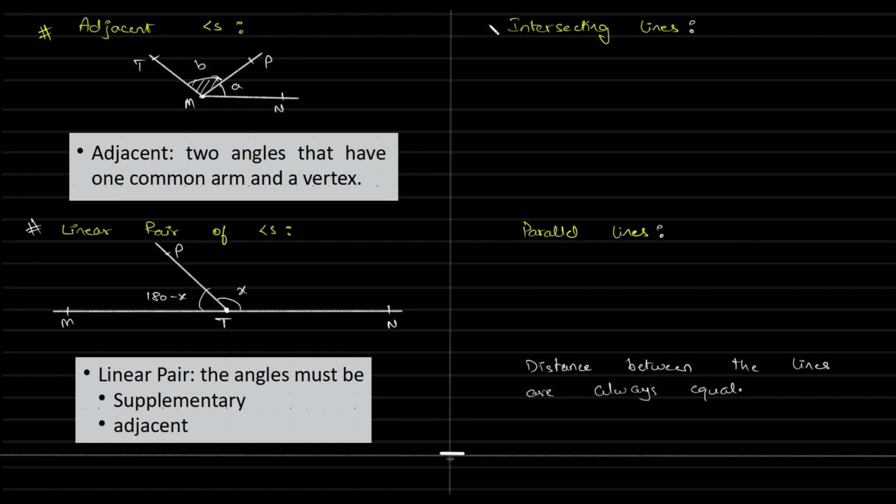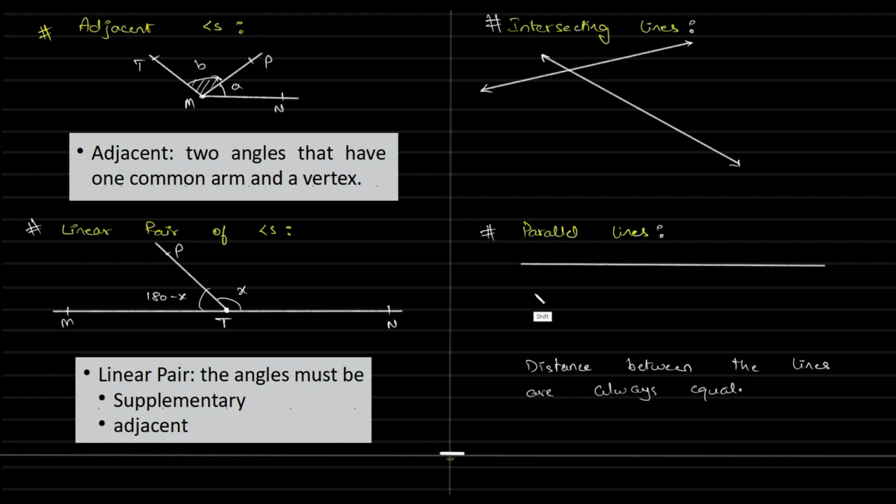Okay. Next is intersecting lines. So two lines are said to be intersecting if they are not parallel. Basically this, that. It can be anything. So what is parallel then? Two lines are parallel if the distance between them will never change.